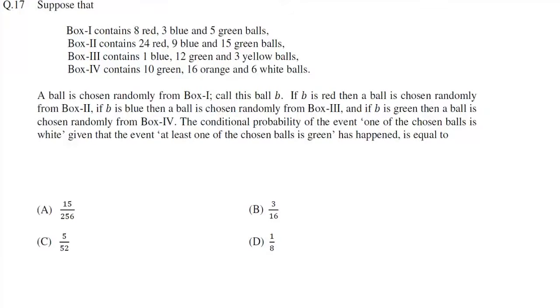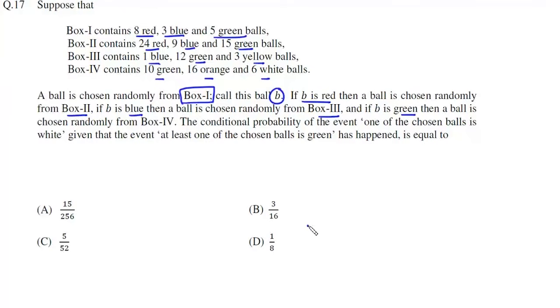Now here the question, we have 4 boxes. Box 1 contains 8 red, 3 blue, 5 green. Box 2 contains 24 red, 9 blue, 15 green. Box 3 contains 1 blue, 12 green, 3 yellow, and box 4 contains 10 green, 16 orange, and 6 white balls. Now it says a ball is chosen randomly from box 1 and call this ball B. Now if B is red, then a ball is chosen from box 2. If B is blue, then it is chosen from box 3, and if it is green, then a ball is chosen randomly from box 4.